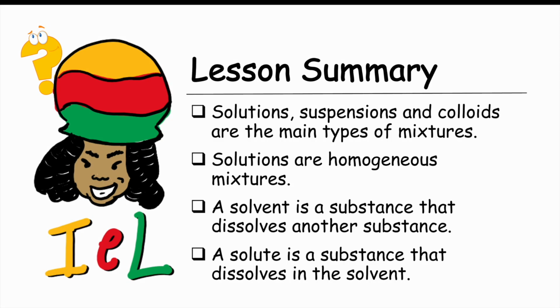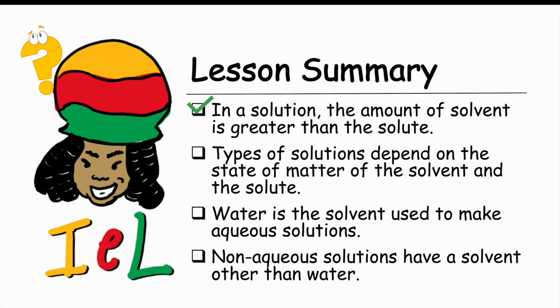Here are the summary points for this lesson. Solutions, suspensions, and colloids are the main types of mixtures. Solutions are homogeneous mixtures. A solvent is a substance that dissolves another substance. A solute is a substance that dissolves in the solvent. In a solution, the amount of solvent is greater than the amount of solute.